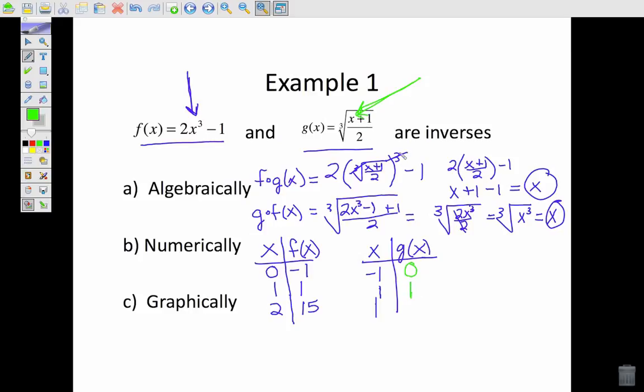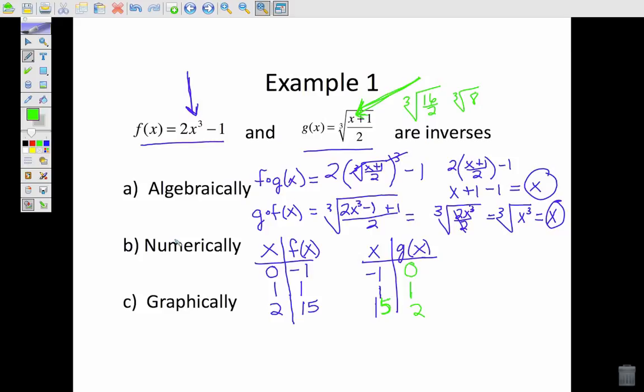Cube root of 1 is 1. And let's put in, oops, this was supposed to be a 15. Let's put in 15. 15 plus 1 is 16. The cube root of 16 over 2 is the cube root of 8, which is equal to 2. You can see that my columns are completely switched. My x's are my function's output, and my output here is my x values on the second column. So yes, they are inverses of each other.